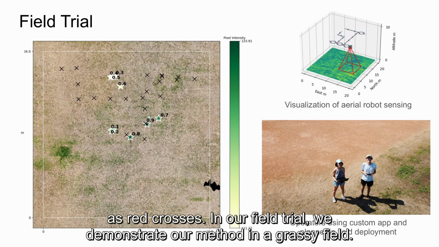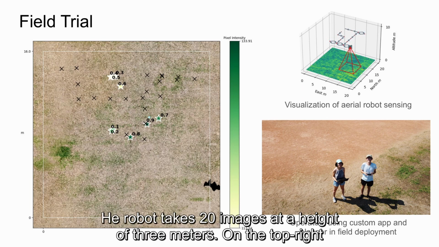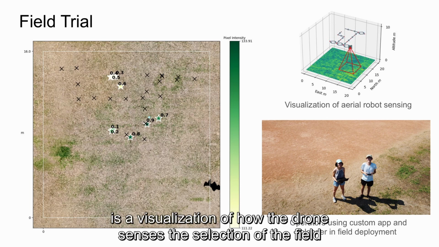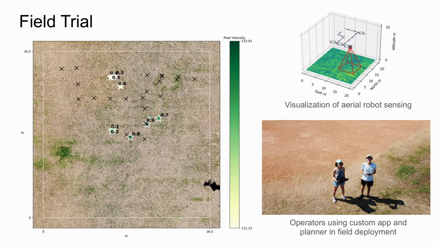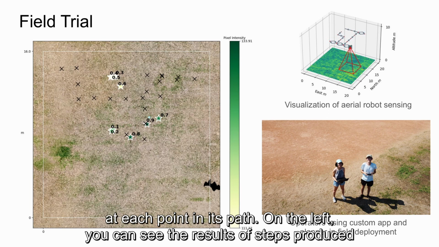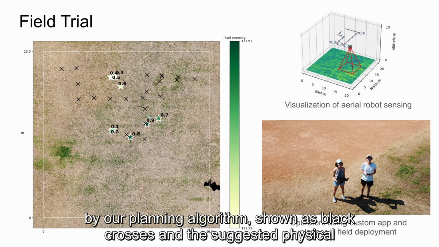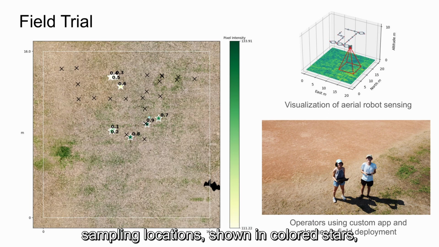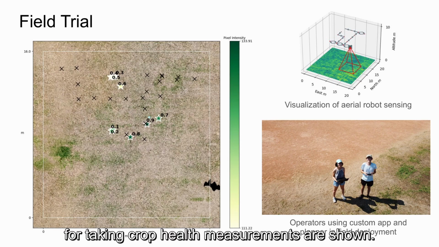In our field trial, we demonstrate our method in a grassy field, where the robot takes 20 images at a height of 3 meters. On the top right is a visualization of how the drone senses a section of the field at each point in its path. On the left, you can see the results of steps produced by our planning algorithm, shown as black crosses, and the suggested physical sampling locations, shown as colored stars, where crop health measurements should be taken.